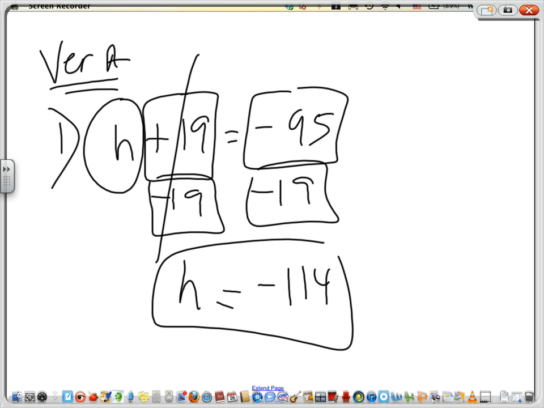Who did not get that right? Okay, so am I assuming that everyone actually got it right for version A people? Yeah. Okay, very good. Well, take a look at number 2.